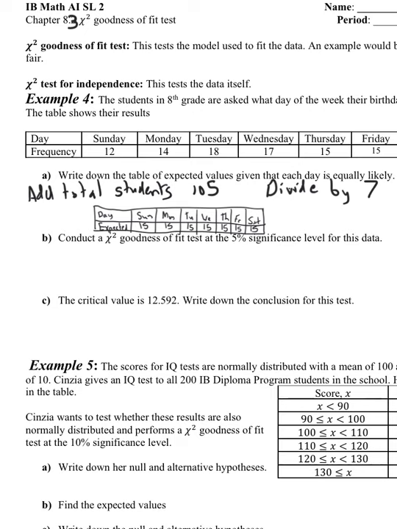Okay, so we're doing a chi-square test with a 5% significance level. All right. So list 1: 12, 14.